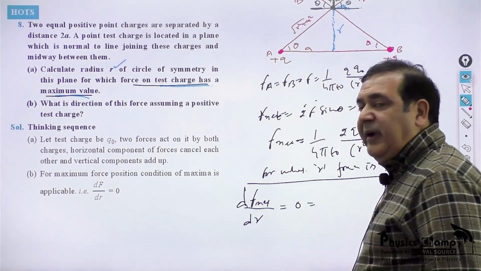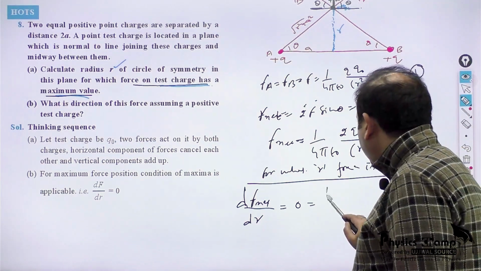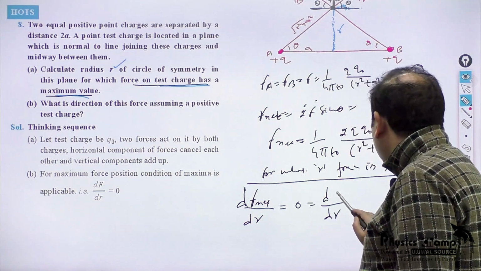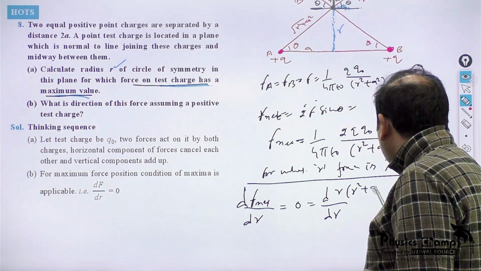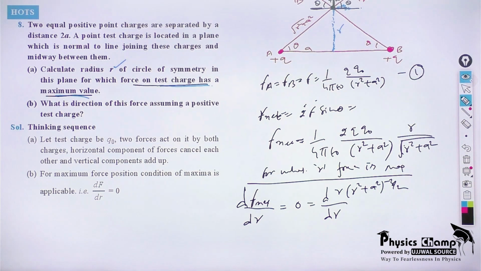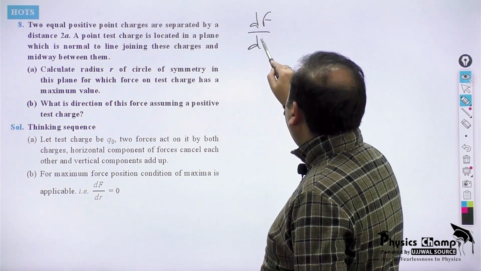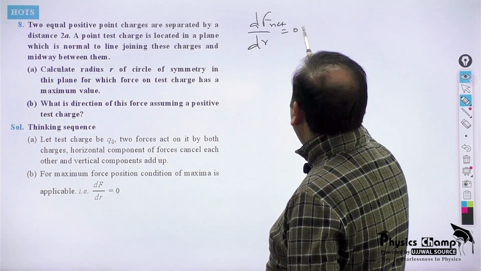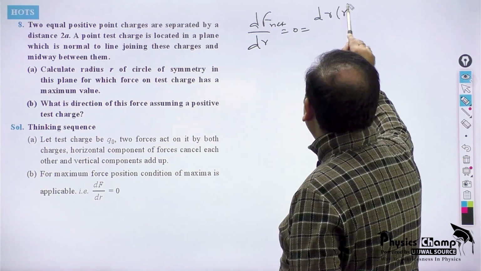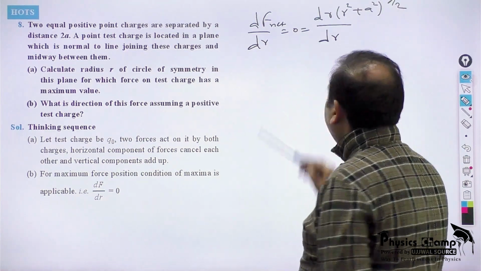And if I put it at the right side, all these constants will go into 0. So you are just left with d/dr of r(r² + a²)^(-3/2). So we are looking for what relation between r and a this force will be maximum. I am just writing it again: dF/dr should be 0, and we have d/dr of r(r² + a²)^(-3/2) should be 0.